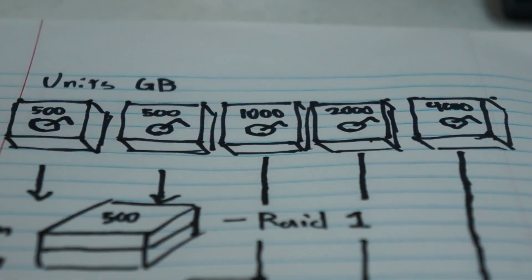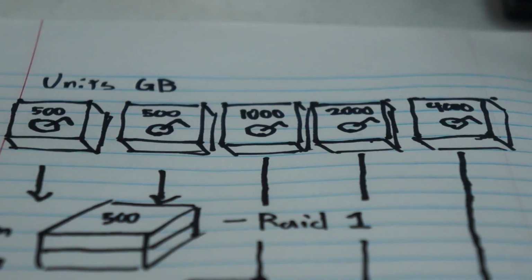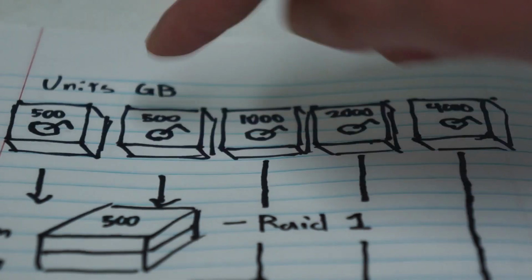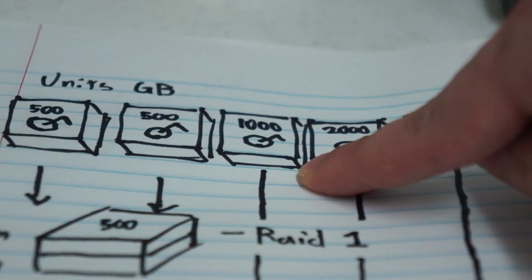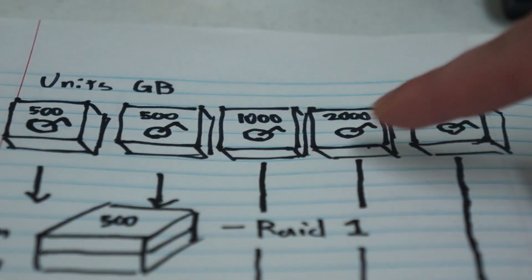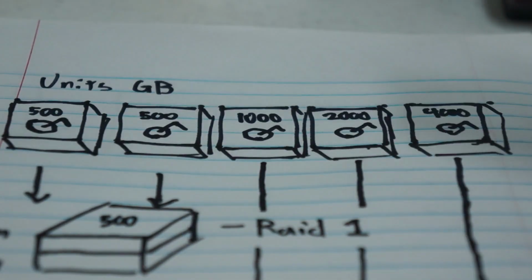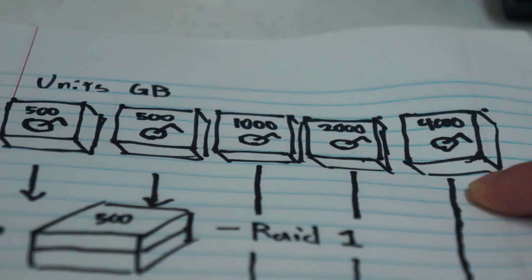Okay, let's start at the very top here, which is the actual drives in units of gigabytes. So we got one 500 gigabyte drive, another 500 gigabyte drive, one 1000 gigabyte drive, one 2000 gigabyte drive, and one 4000 gigabyte drive.